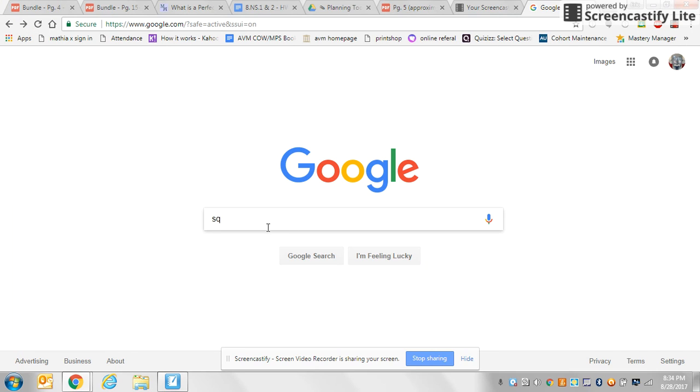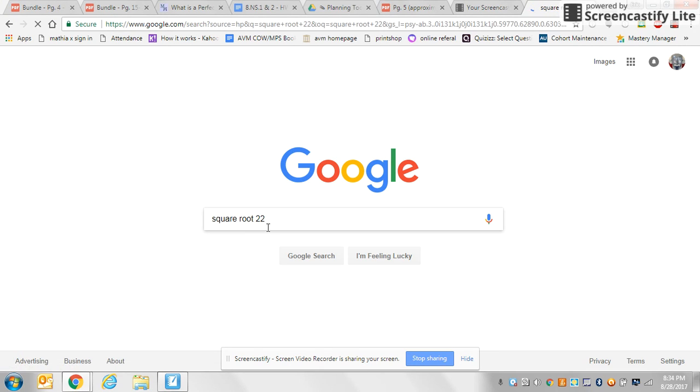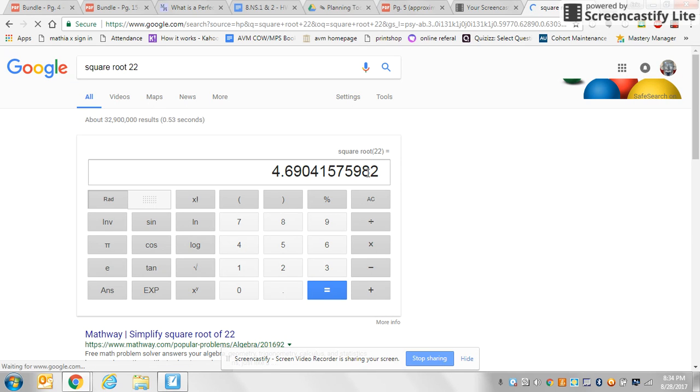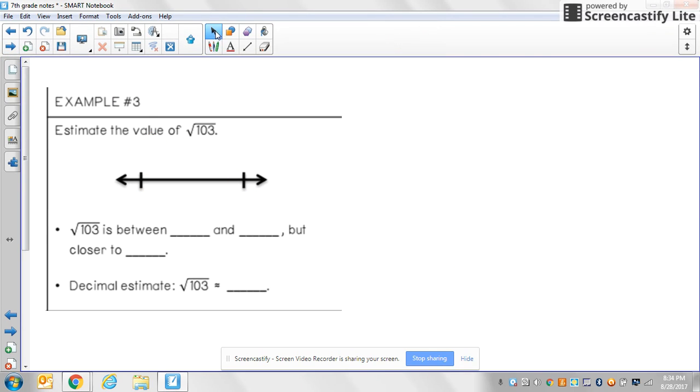So if you type in square root of 22, the wonderful world of the Google machine will tell us that the irrational number for square root of 22 is 4.69. And we had made a decimal estimation of 4.6 or 4.7. So notice, we're pretty much spot on, okay? So now, example 3, I want you to pause and completely try on your own.